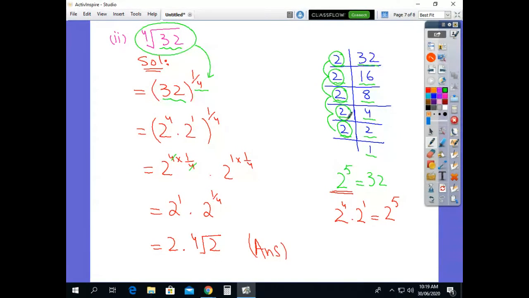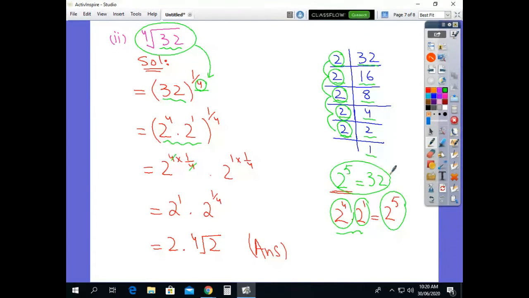But our power is 4. That's why we write 2 raised to power 4 and 2 raised to power 1, because 2 raised to power 4 times 2 raised to power 1 is equal to 2 raised to power 5, which is equal to 32. Instead of 32 we can write 2 raised to power 4 and 2 raised to power 1.